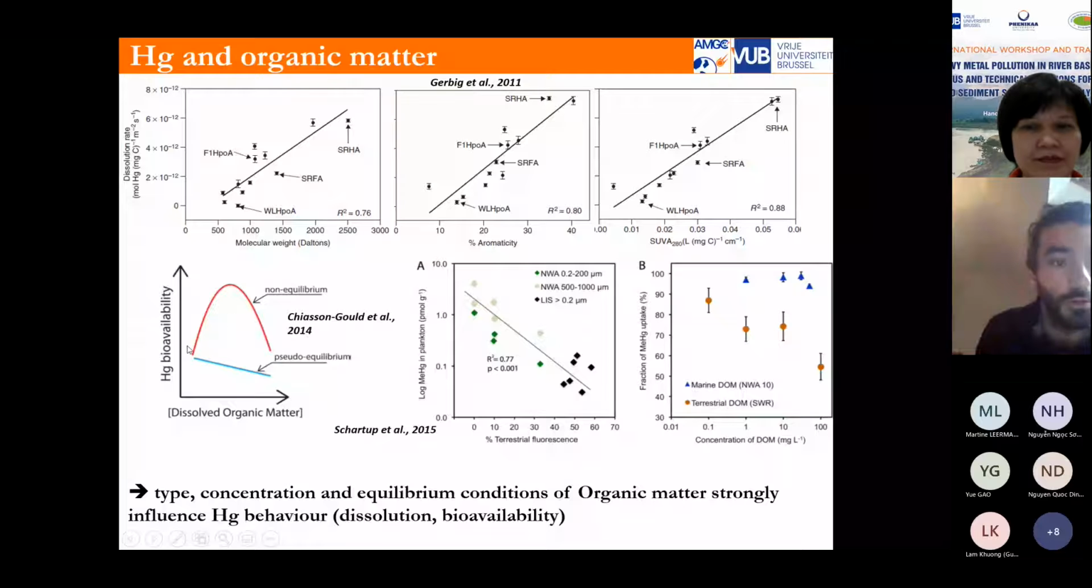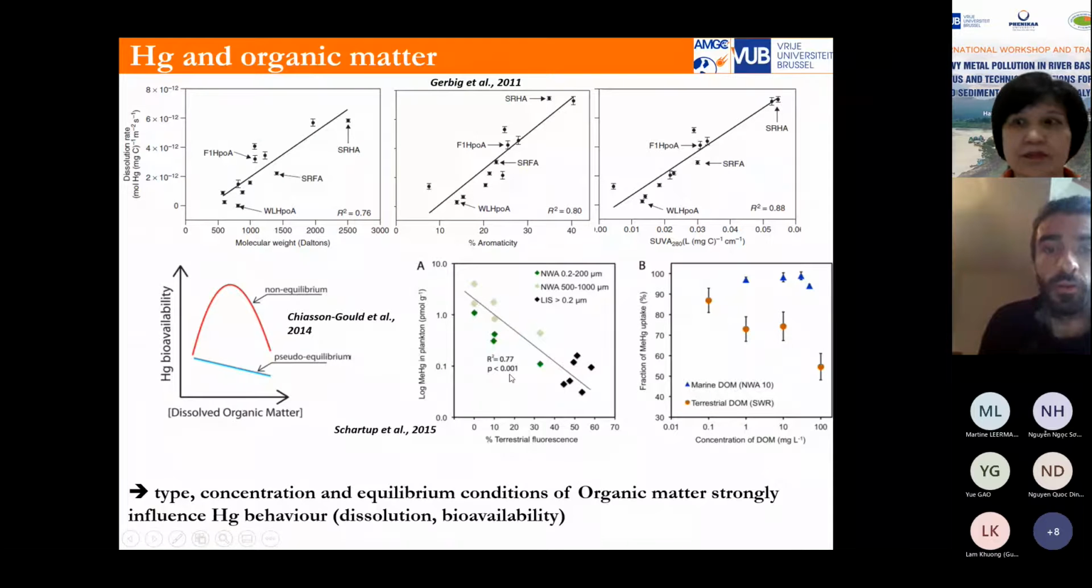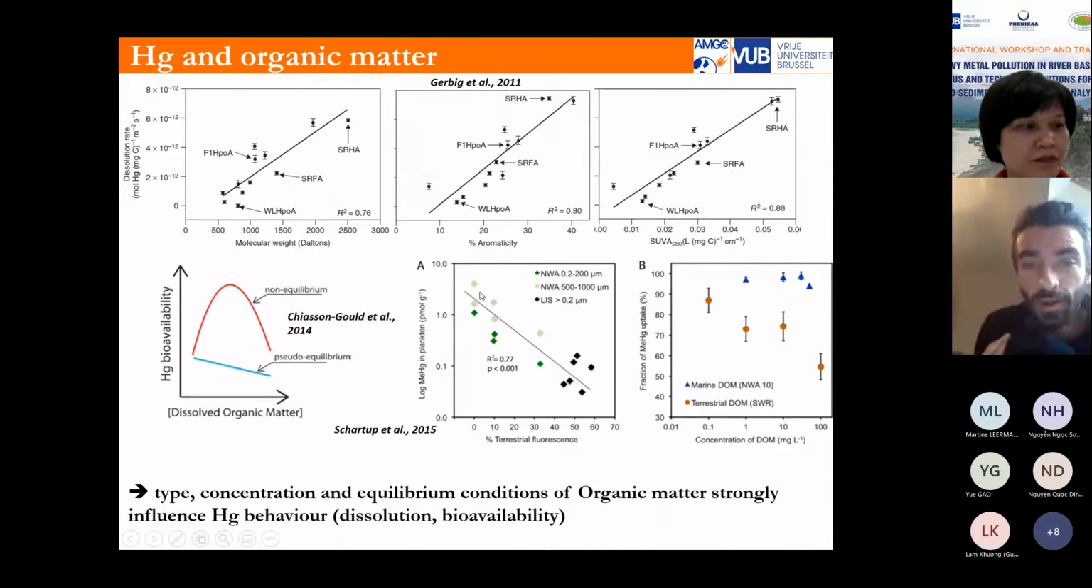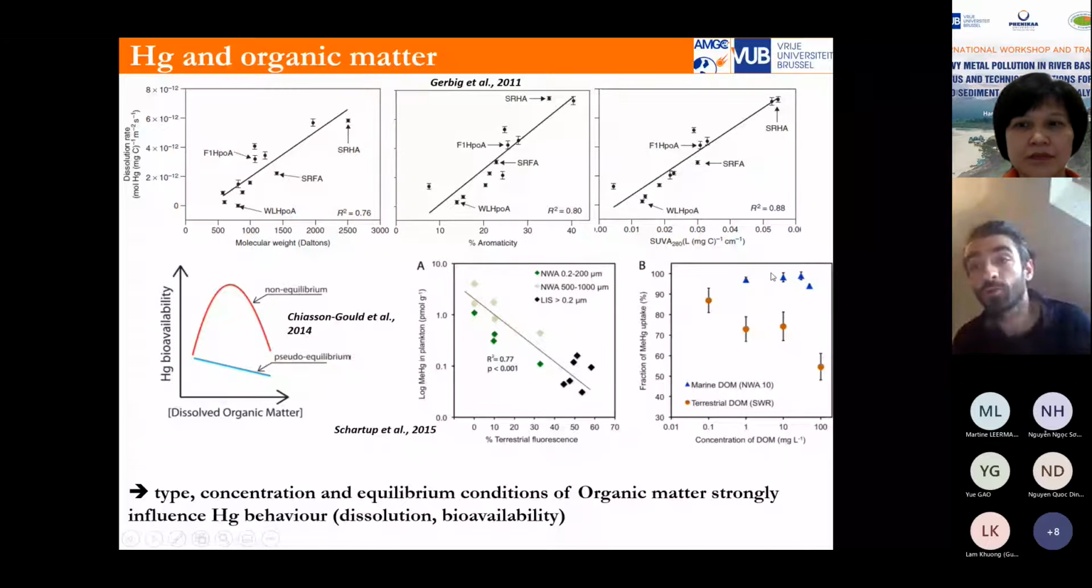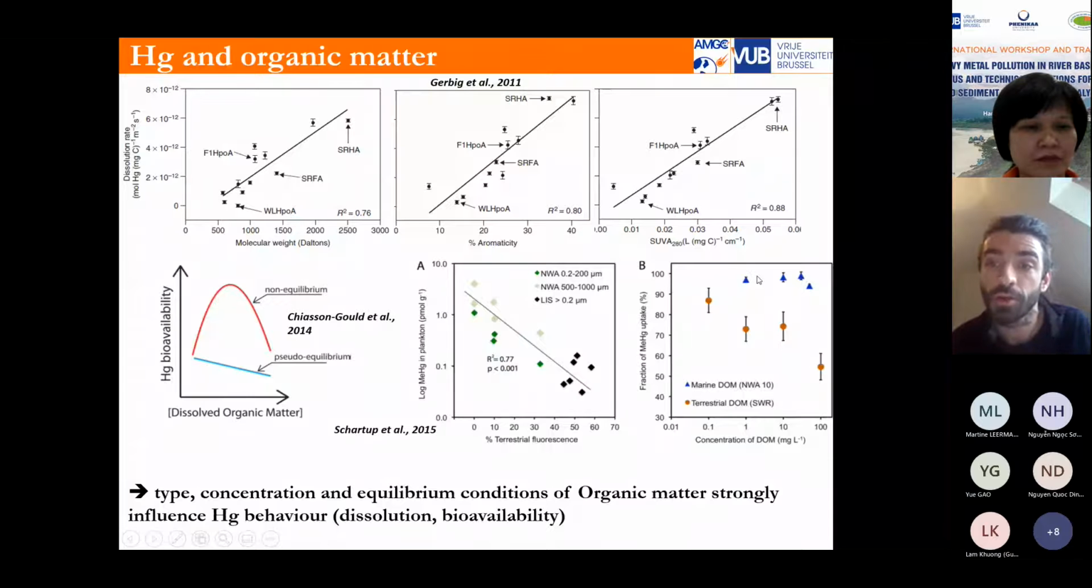Some other groups have also shown that the bioavailability of mercury depends on the type of organic matter it is bound to. For example, here you can see that the methylmercury found in plankton was actually decreased if you have more organic matter that comes from terrestrial sources. That's also something that you can see here. And in the opposite, it looks like the mercury bound to more marine organic matter will be more easily available.